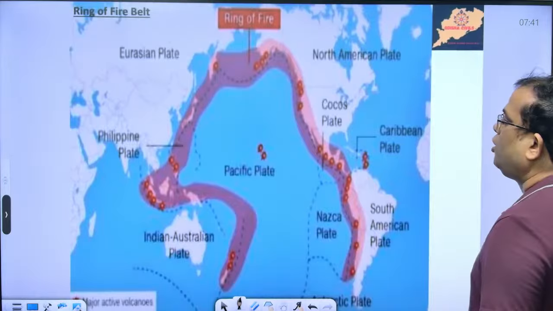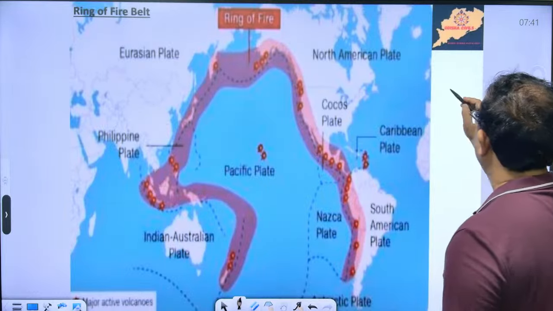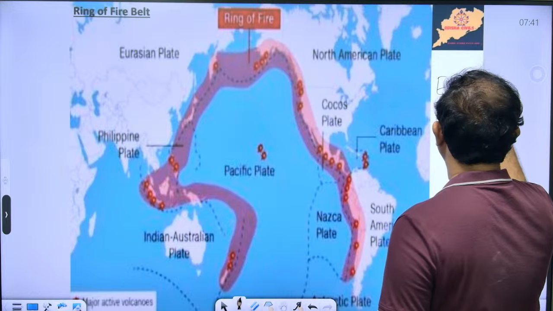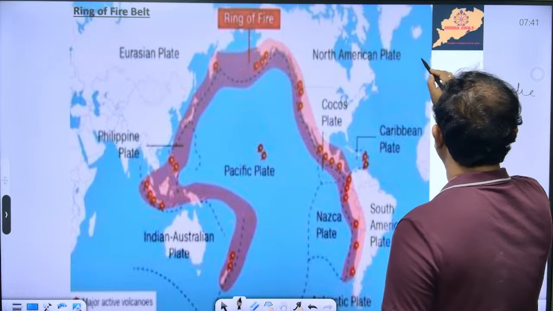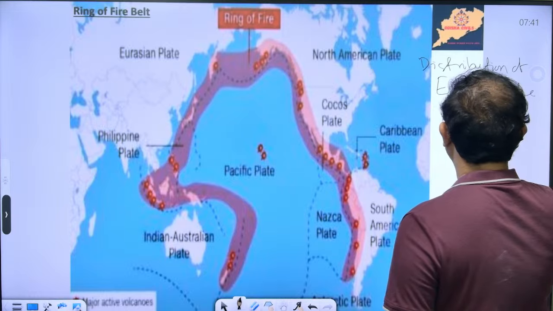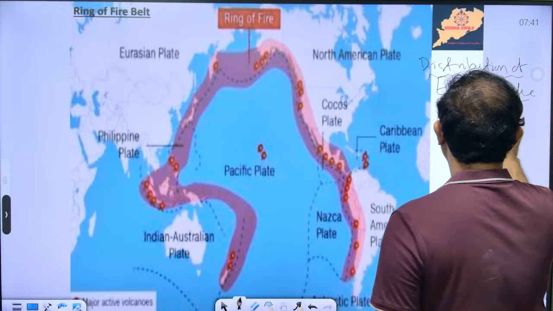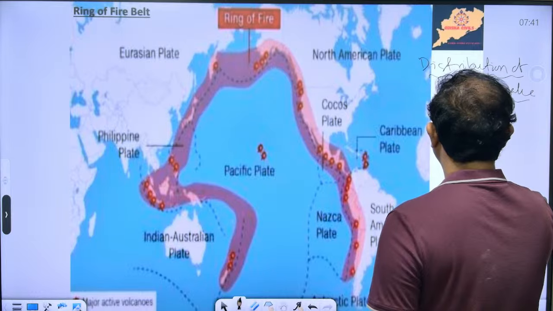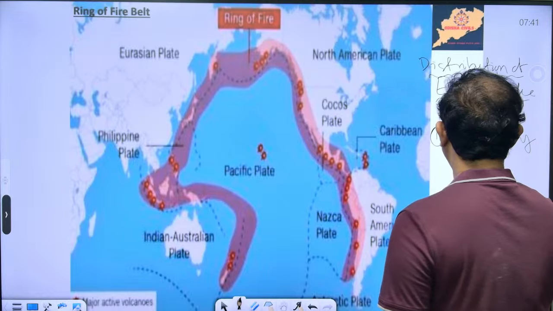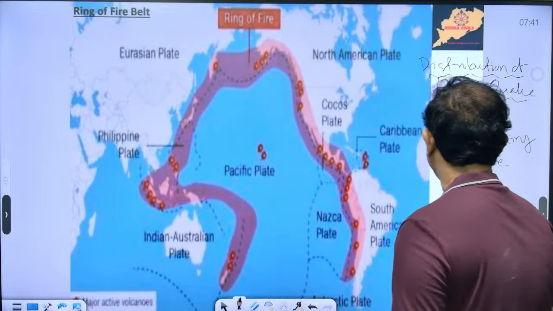So first we'll go for the ring of fire, the Pacific zones, or let's say the distribution of earthquake zones. I would like to describe the distribution of earthquake zones. Number 1 is your Pacific ring of fire. This is the first one.